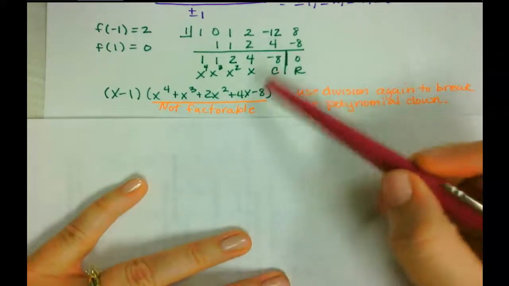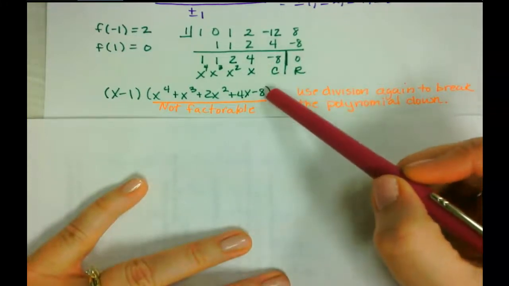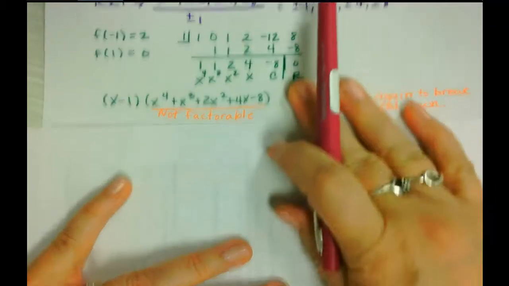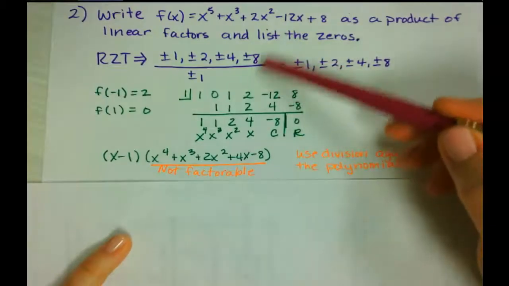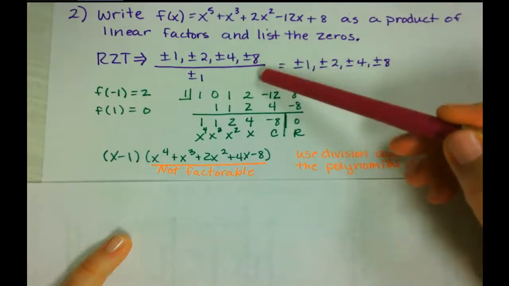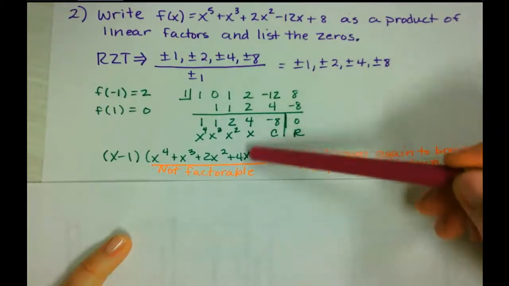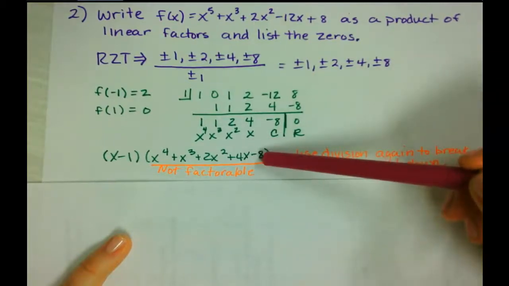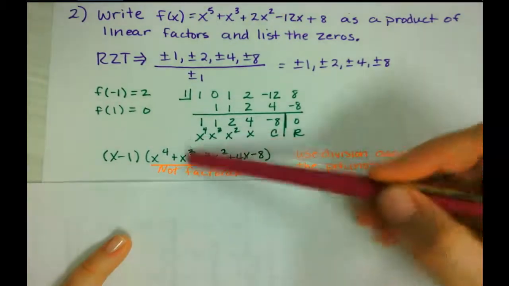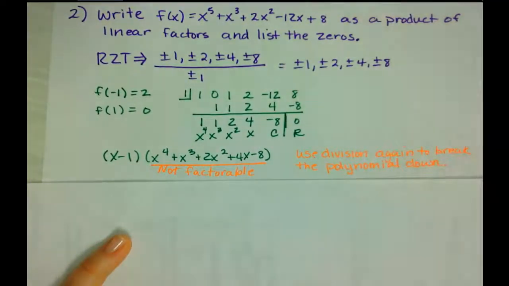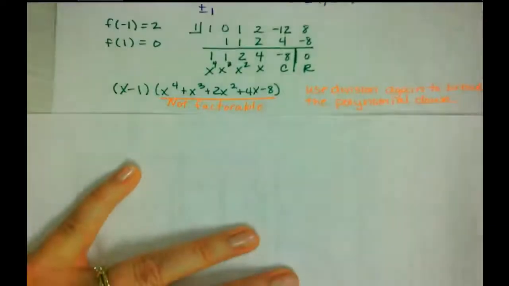But luckily for us, notice the leading coefficient is still 1 and the constant term is still 8. That's the exact same combination I used in my RZT test up here, which means I don't have to create another RZT test. I can still use these numbers. If that constant or that leading coefficient had changed, then you may have to write out a new RZT test to be able to do this part. But always check back to the original and see if it's possible to still use the same one that you made in the beginning, which it is.